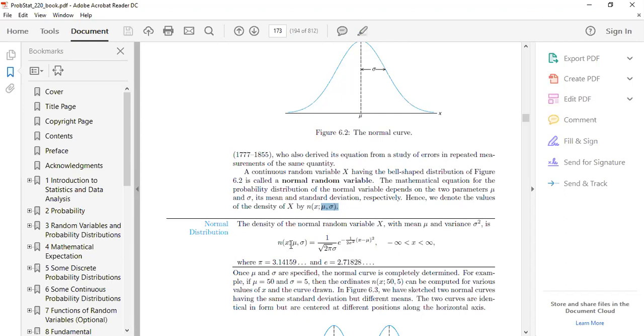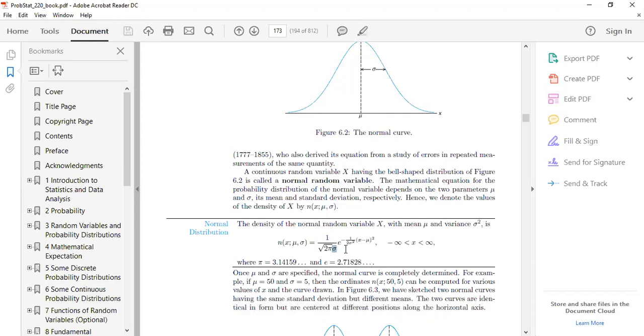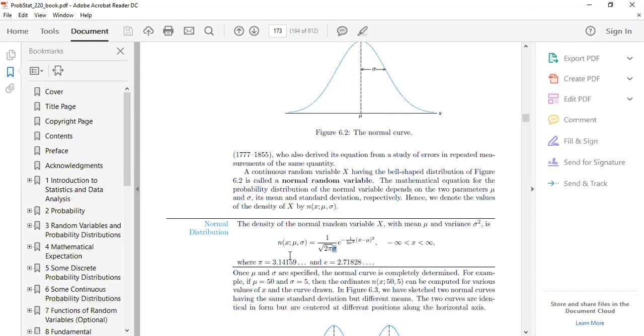And n(x; mu, sigma) is equal to 1 over the square root of 2 pi, with sigma outside the square root sign, look at it here, times e to the power negative 1 over 2 sigma squared, times (x minus mu) squared. Again, guys, it is hard to calculate all these things for different values of x. So again, we are not going to use the formula, but we are going to use the table given to you at the back of the book.